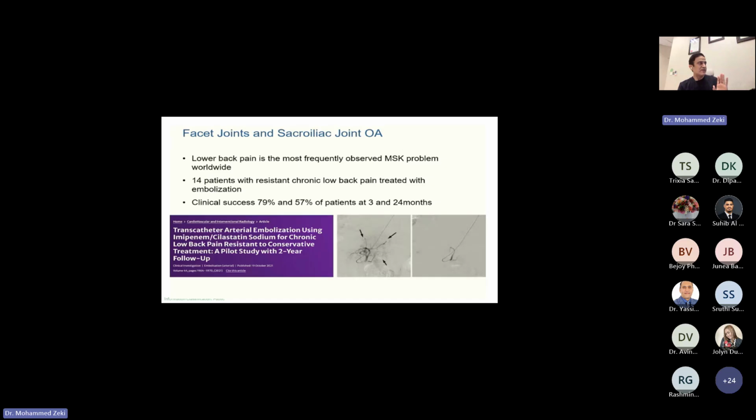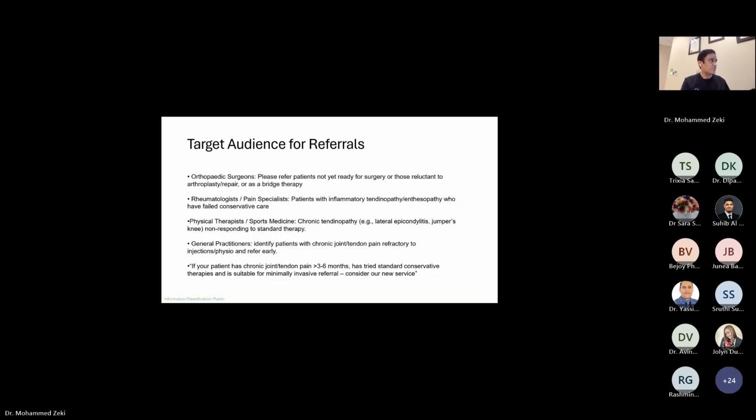This is not recent, but this is really how far they are going with this procedure. This is a patient who has facet joint and sacroiliac joint osteoarthritis. This is a small study, only 14 patients, but they had about 80% success rate at 3 and 24 months. Now, this is a bit extreme, but I think the idea is the same. If there is an inflammatory process, you can target it with this procedure.